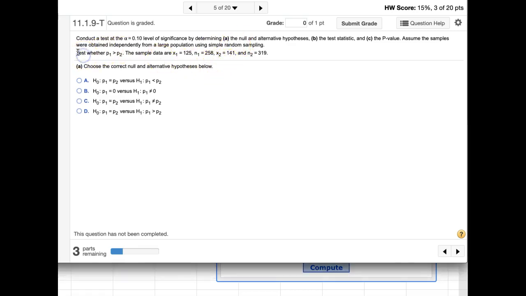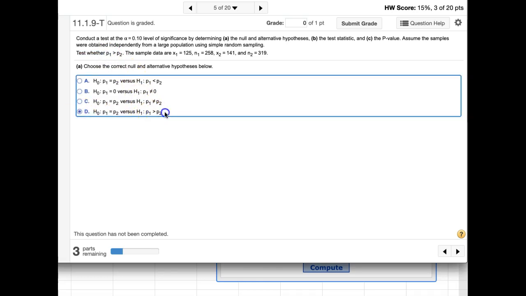And if we look carefully, we're testing to see if proportion 1 is greater than proportion 2. The null hypothesis always contains an equals, that the proportions are equal. And then the alternative is going to be P1 is greater than P2. So in this case, that is what we would be. That would be the answer there for this.